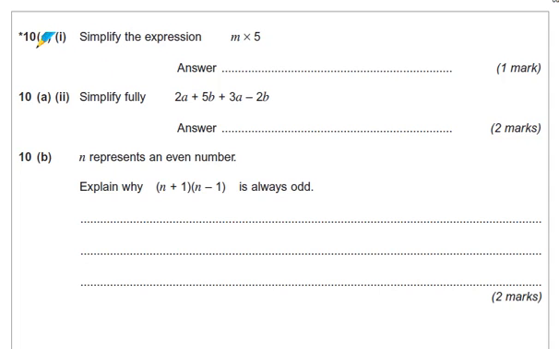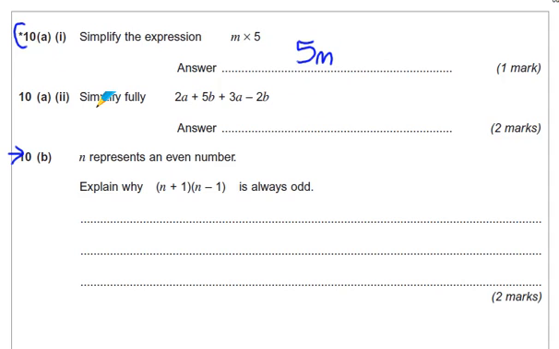Question 10. Now this question is testing our quality of written communication, that is shown by the asterisk by the side. Now this really comes in this part of the question, 10 part B. Part A, number 1, simplify the expression m times 5. So m times 5, we write in algebra as 5m, which means 5 times m.